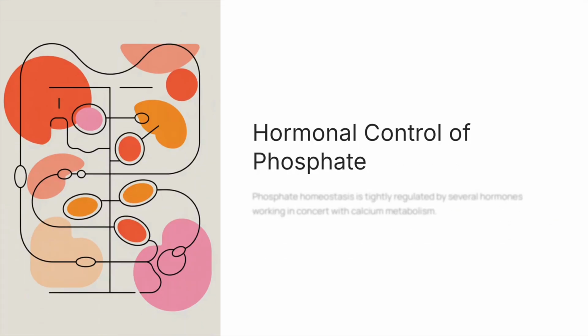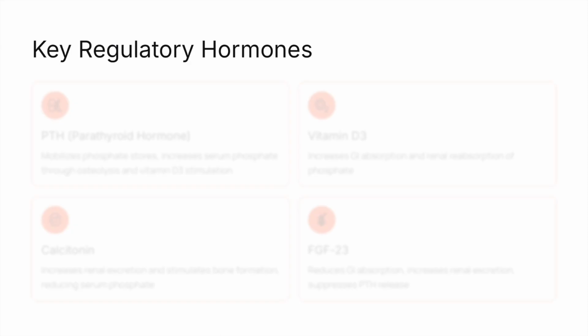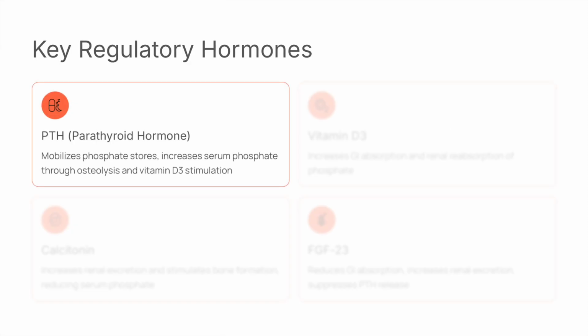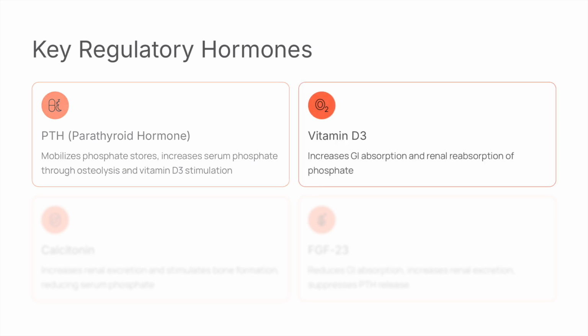So it is essentially under hormonal control, which is predominantly linked to calcium metabolism. The key hormones are the PTH, that is the parathyroid hormone, which mobilizes the phosphate stores and increases the serum phosphate through osteolysis, and vitamin D3, which increases the GI absorption and renal reabsorption of phosphate.